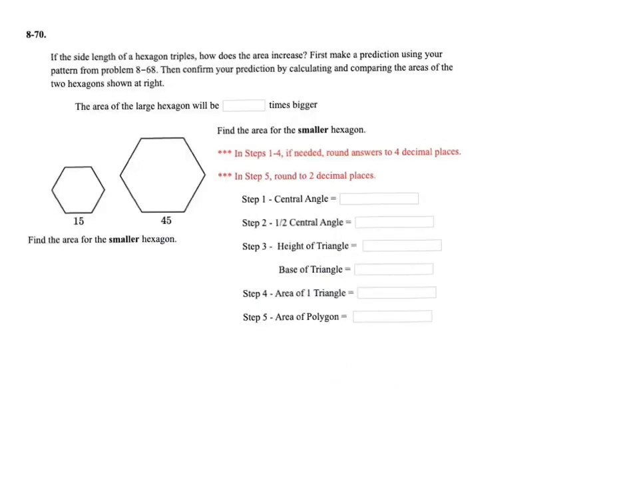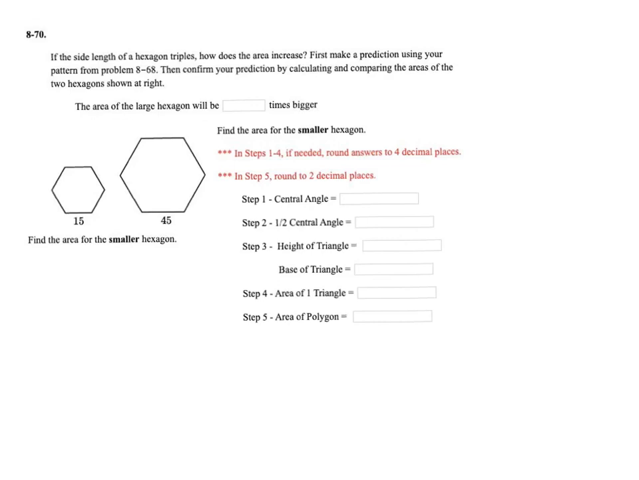Okay, and this question says, if the side length of a hexagon triples, how does the area increase? First, make a prediction using your pattern from problem 8-68. Then confirm your prediction by calculating and comparing the areas of the two hexagons shown at right. The area of the larger hexagon will be how many times bigger?